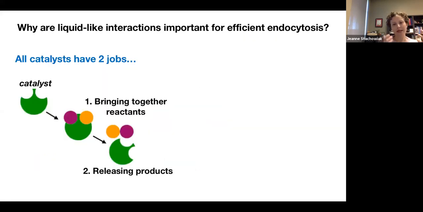So we began to think of this problem kind of like a classic catalyst working in a reaction. EPS15 and FCHO are these early catalytic proteins. And like all catalysts, they really have two jobs they have to accomplish. They need to bring together reactants, and we've been kind of focusing on that function, thinking more blue light will be better. But they also have to release the product. And in this case, the product is the coated vesicle. So if the coated vesicle can't be released, then the catalyst is not efficient.